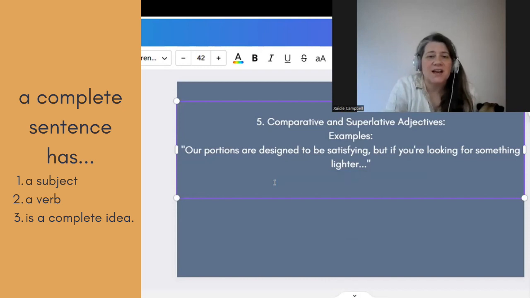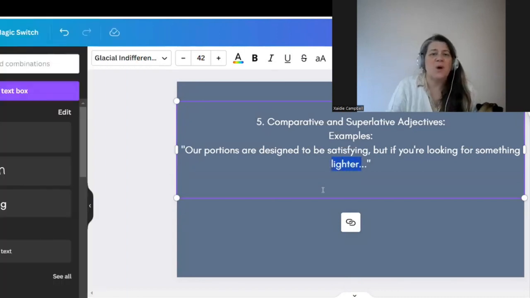Our portions are designed to be satisfying, but if you're looking for something lighter. When we want to compare things, we usually put an ER on the end of an adjective. Light, lighter. Okay? If you want something lighter, and then they go on to say, try this other thing. And it's lighter than whatever's heavy.